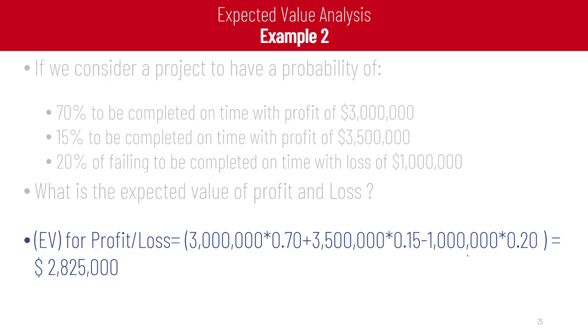That means 0.7 multiplied by 3 million, plus 0.15 multiplied by 3,500,000, minus 1,000,000 multiplied by 0.2. And this minus is because the last one is a loss, but the first two are profit. So the profit takes plus and the loss takes minus. This ends up with the overall expected value of this project being 2,825,000, which is the expected value for profit or loss, and in this case it's a profit.